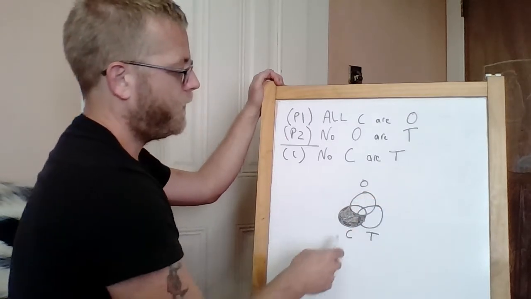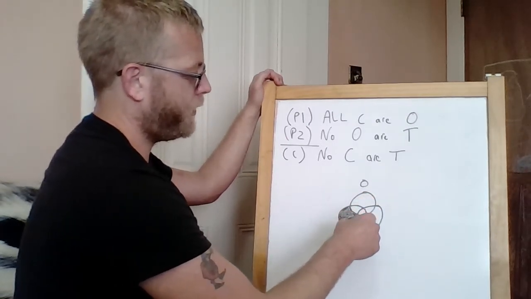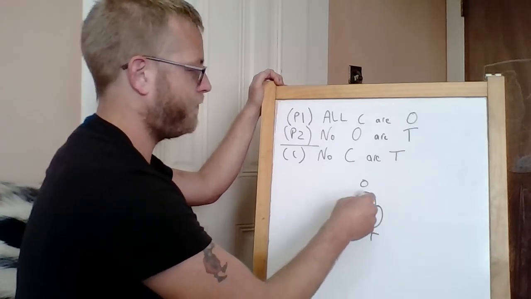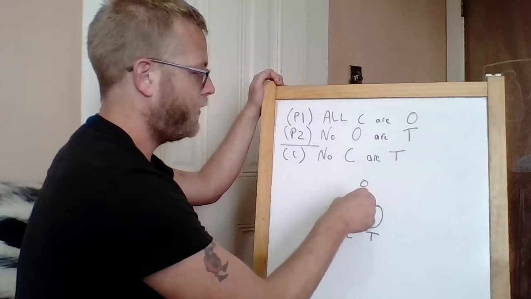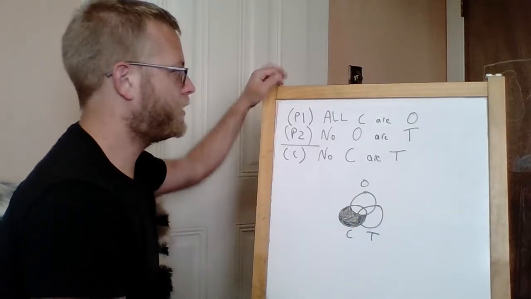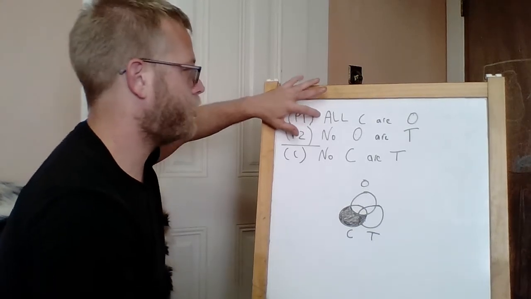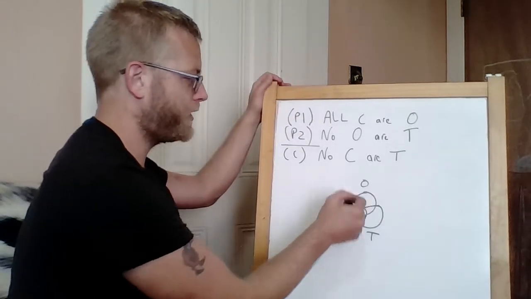And so if you just ignore this, this is exactly what a universal affirmative looks like. You've got all this part of the subject term blacked out except for what's inside of the predicate term right there. So all we've done so far is plug in this first premise, All C are O. This is how you do it.